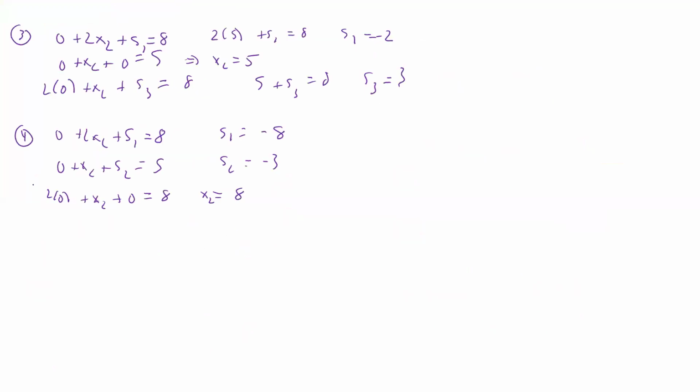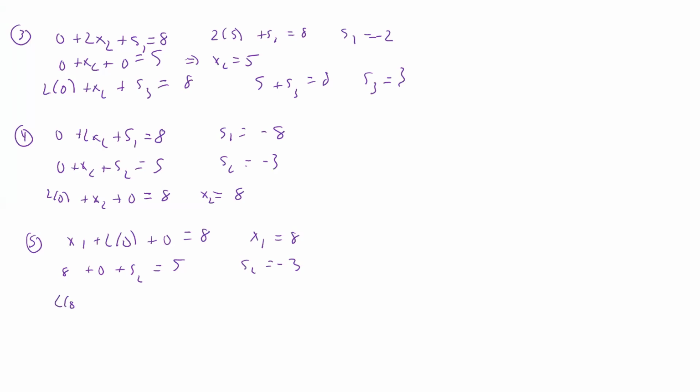So let's go here, 5. All right, so x1 plus 2 times 0 plus 0 equals 8. So that gives us x1 equals 8. Now we have the next one. Well, we have 8 already, so we can just plug that in. Plus 0 plus s2 equals 5. Subtract that, s2 equals a negative 3.